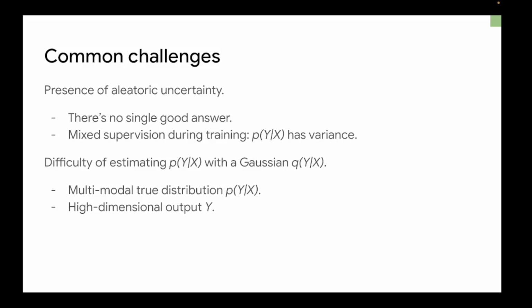So again, common challenges here. There's aleatoric uncertainty. There's no single good answer. But it's kind of hard to estimate P of y given x with a single Gaussian because the set of possibilities is way too complex. It's either multimodal or high dimensional, or both.